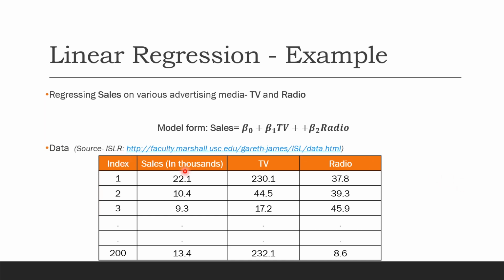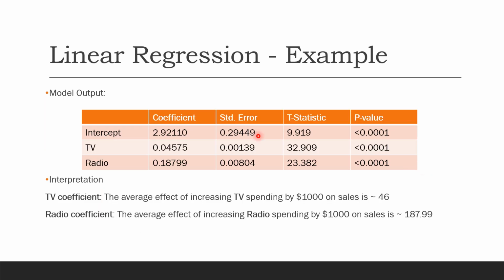So here's a snapshot of what the data looks like. What we have here is sales in thousands. Then we have the first observation as 22.1 thousand. Then spending on TV as 230.1 and then 37.8, and so on for 200 observations. Now, using sales as our y variable, we'll build a linear regression model. So we run a regression model and we get these results.